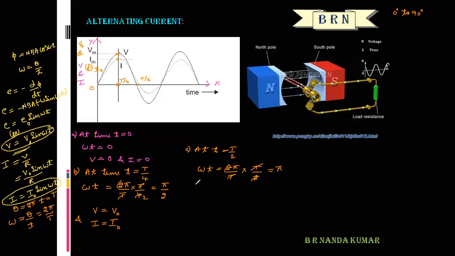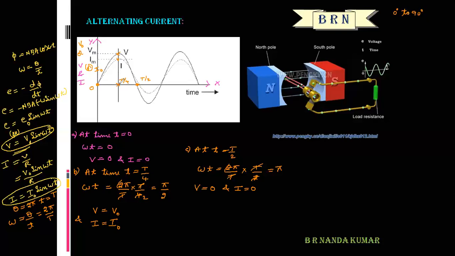So then what amount of voltage is induced in the coil? V is equal to V naught sine pi. Sine pi is 0. 0 into anything is 0. So the voltage induced in the coil is 0, and the current induced in the coil is also equal to 0. So at this time, the voltage induced in the coil is 0 and the current is 0. Similarly at t equal to 0, current is 0 and voltage is 0.